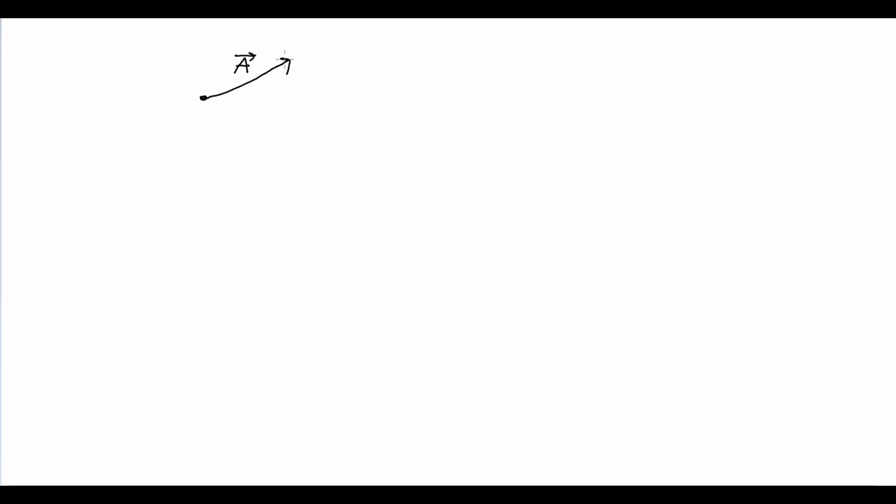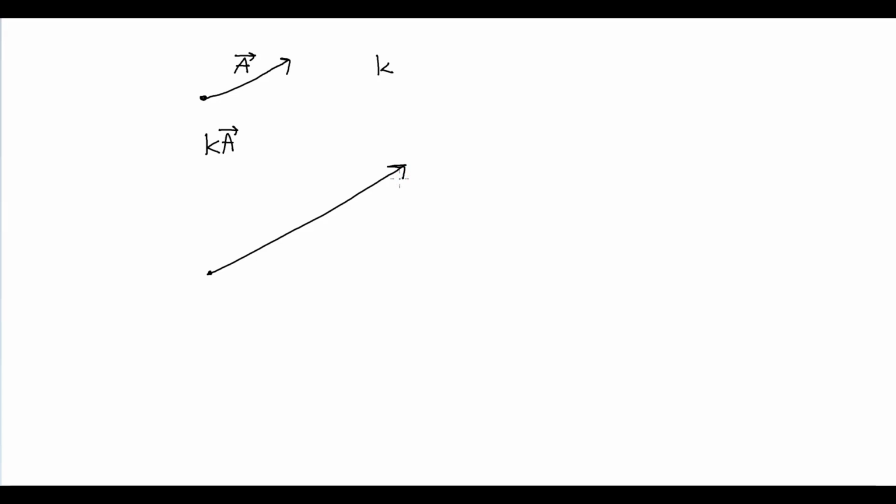Now, what we're going to do is see if we can multiply a vector by a scalar. So let's say we have some scalar k. k is a scalar value. If we multiply k by A, what will be the result? If we multiply the vector A by the scalar k, then the vector gets stretched. It changes by a factor k.